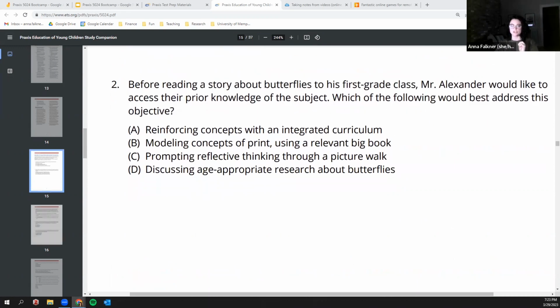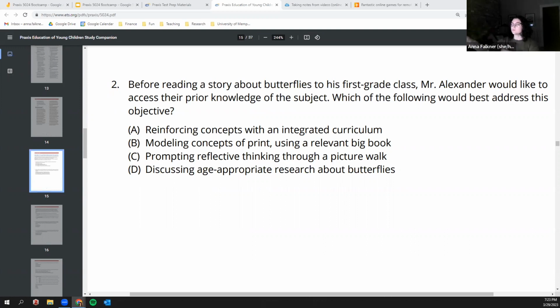All right, let's look at number 2. Before reading a story about butterflies to his first grade class, Mr. Alexander would like to access their prior knowledge of the subject. Which of the following would best address this objective? Reinforcing concepts with an integrated curriculum, modeling concepts of print using a relevant big book, prompting reflective thinking through a picture walk, and discussing age-appropriate research about butterflies.